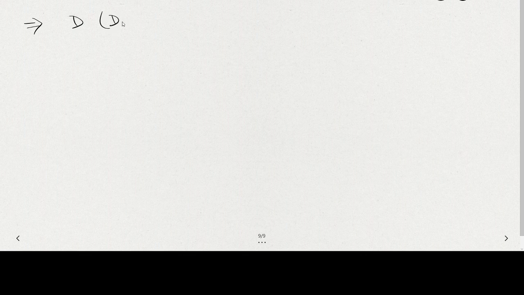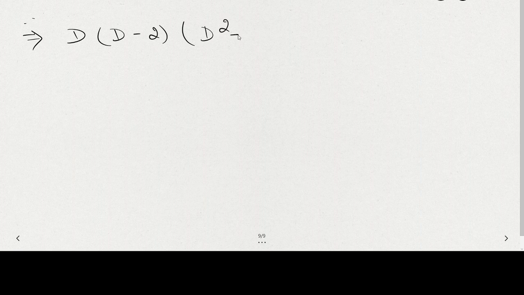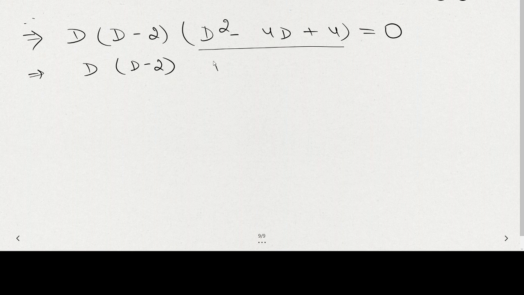So it will be D(D - 2), and the remaining terms are D^2 - 4D + 4 = 0. If you see, this is (D - 2) whole square. Now we have D = 0 and 2, 2, 2.